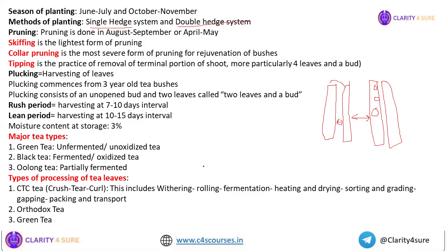Now, next we'll see pruning. A very important operation in tea is pruning, isn't it? Pruning is done in the months of August, September, or April, May. Another very important thing: the lightest form of pruning is skiffing, whereas the most severe form of pruning is collar pruning. Pruning in tea is very important.